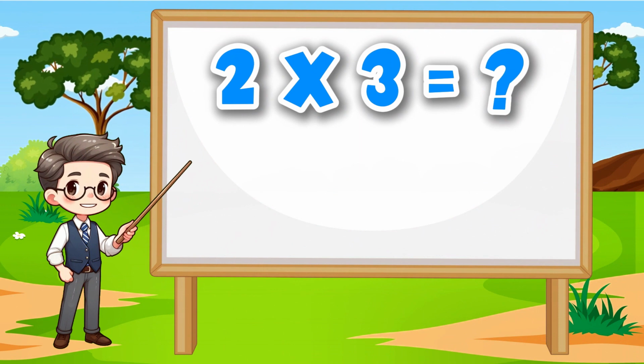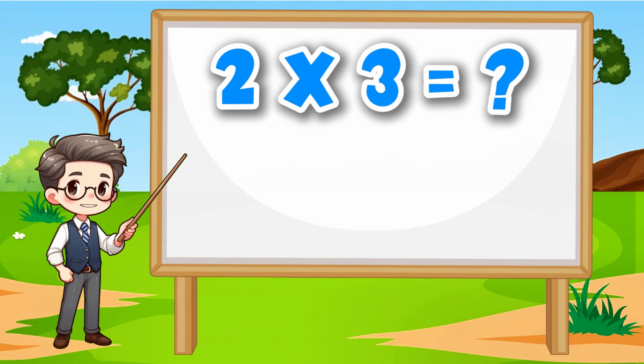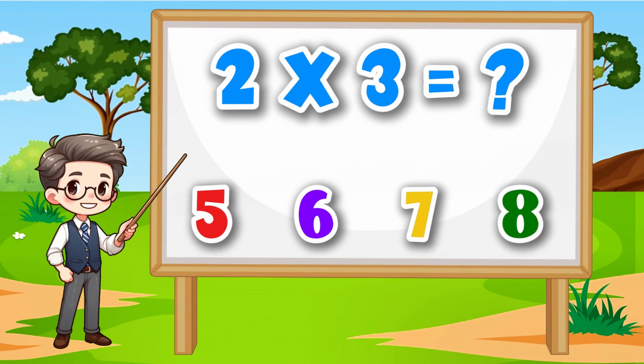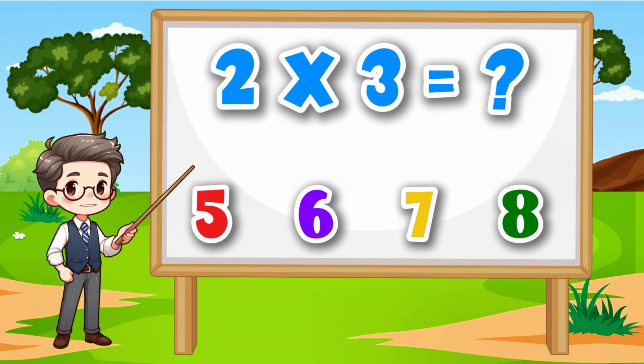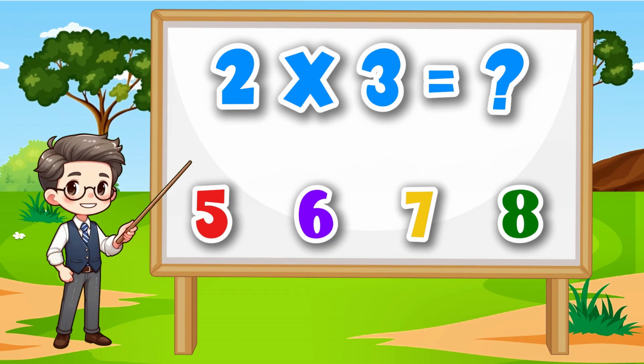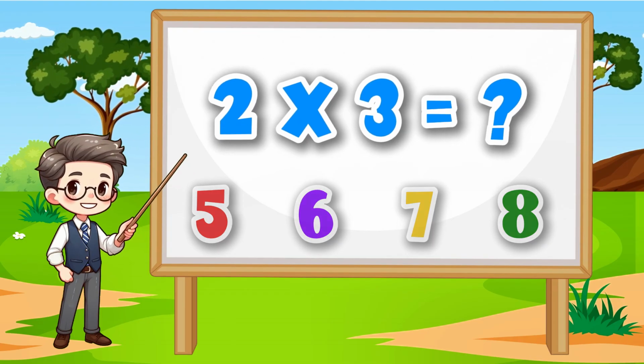What is 2 multiplied by 3? Is it 5, 6, 7, or 8? And the answer is 6.